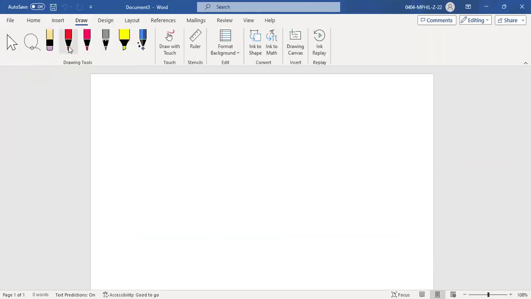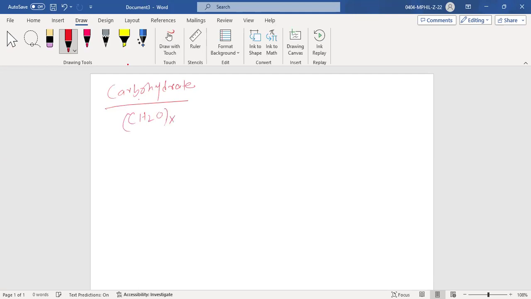Carbohydrate, we will start to discuss it from the very simple. First, we can discuss carbohydrate. So, what is its general formula? CH2OX. Right? Okay, so this is the general formula.